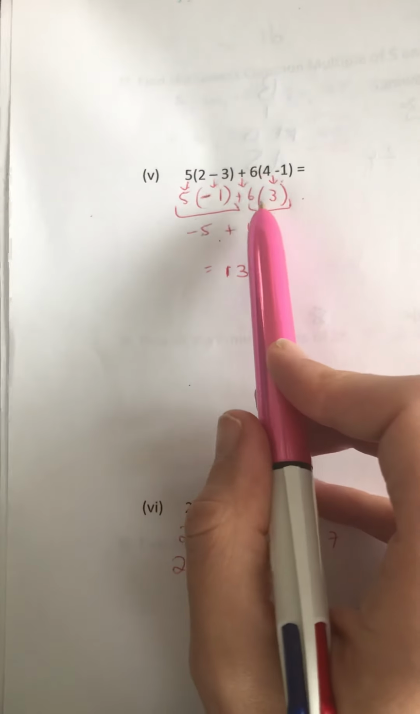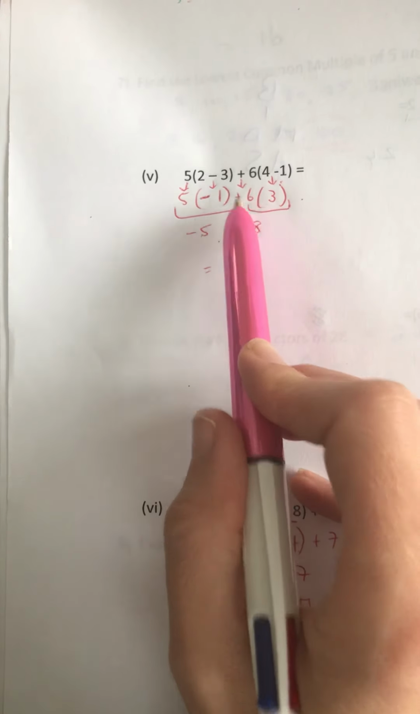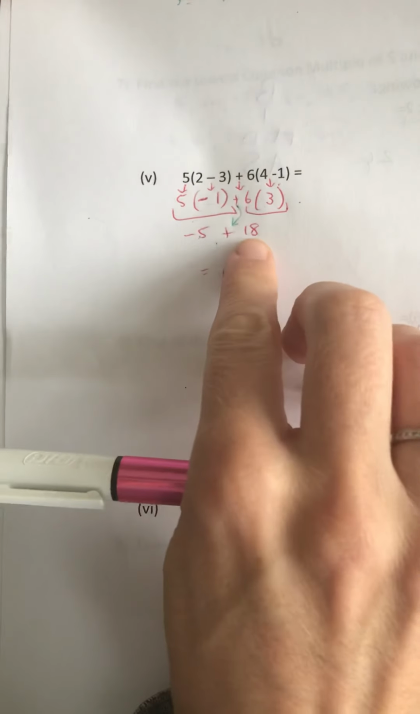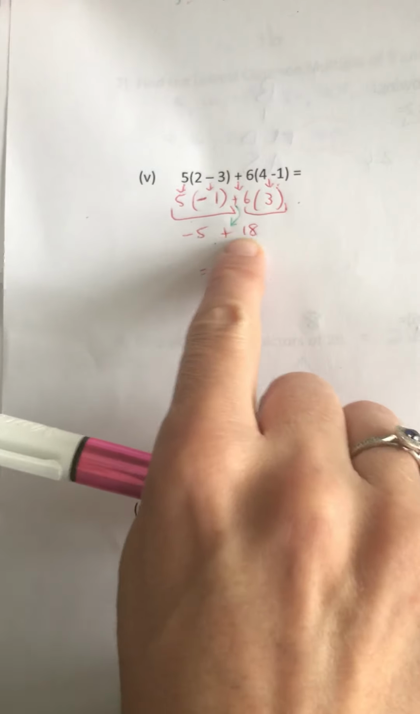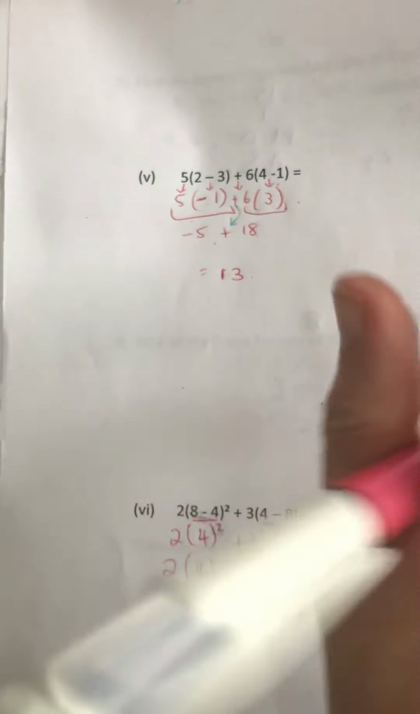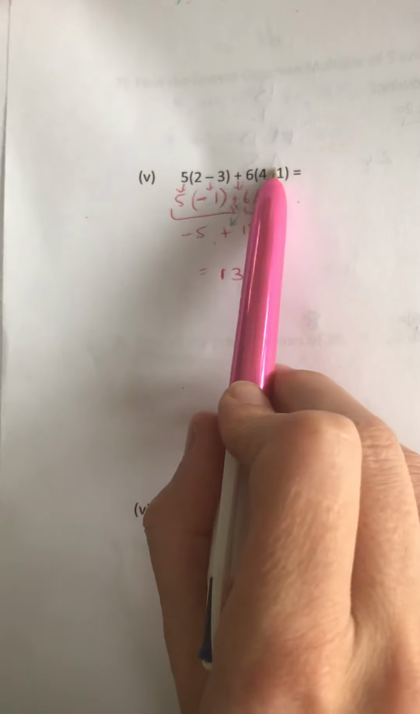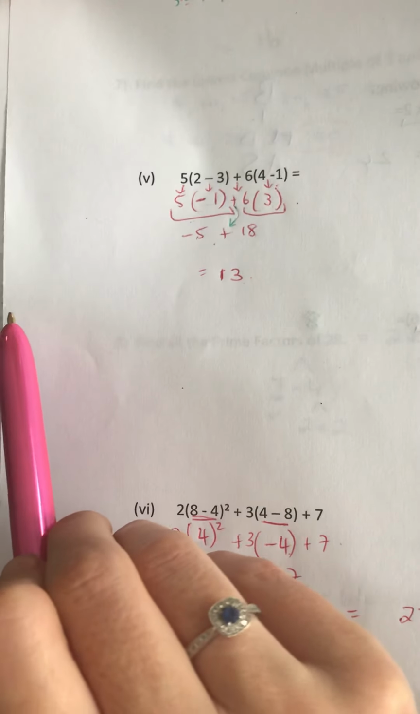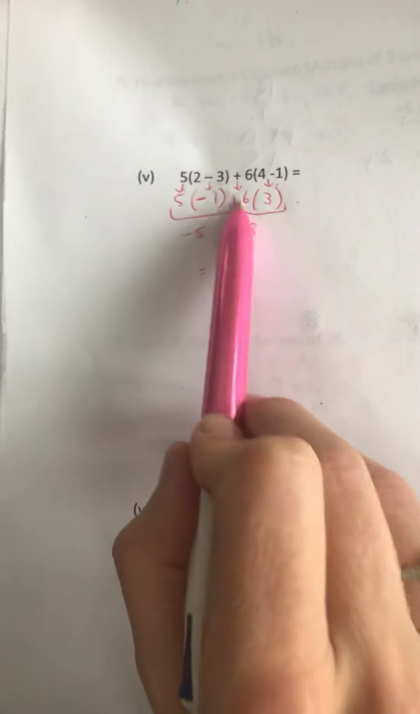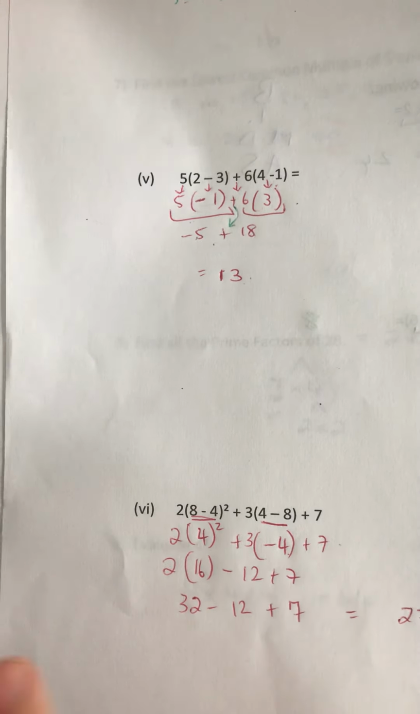We have more multiplication. We have 6 times 3, which gives me 18. So that gives me a minus 5 plus the 18. So I'm up €18 and I subtract, I lose 5, or I have to give away 5, leaves me with 13. So I did what was in the brackets first. There were no indices. There was 2 bits of multiplication, and then I did my addition and subtraction last.